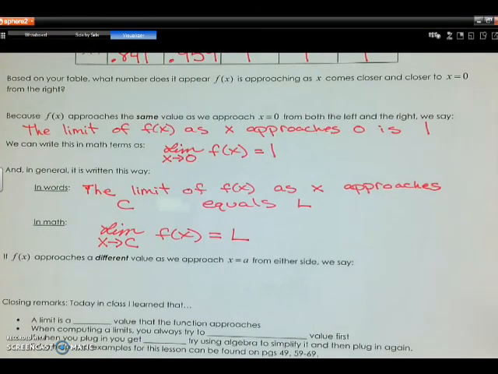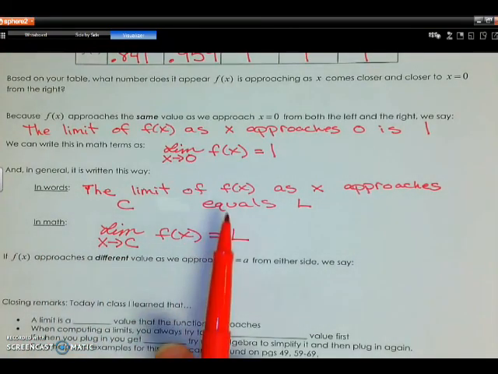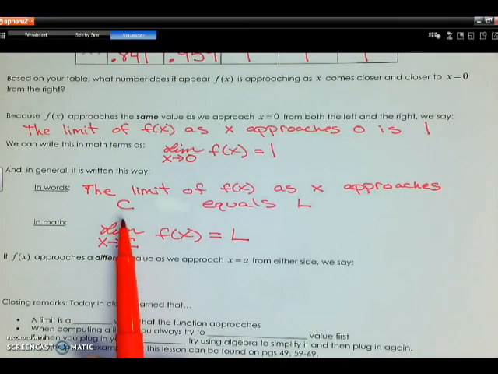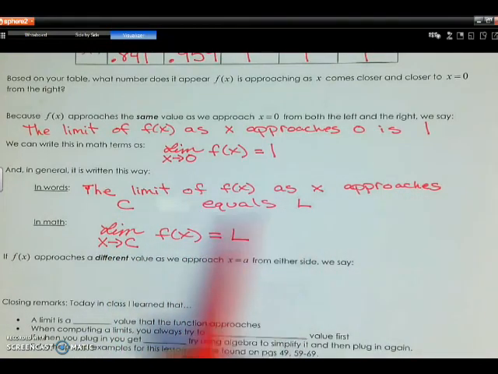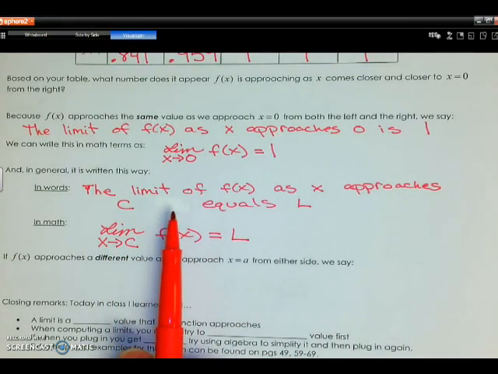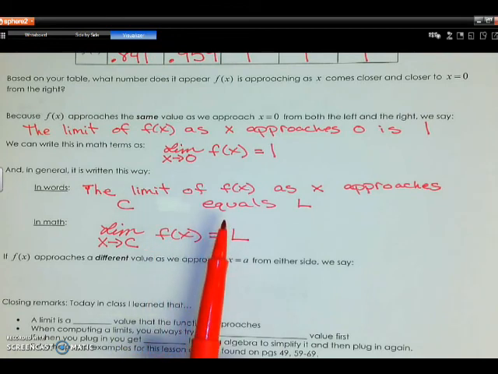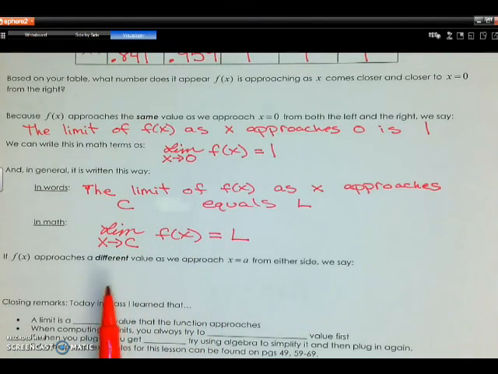So in general, how do we talk about limits? You say the limit of f of x as x approaches c, or pick your favorite variable, equals L. Sometimes you see the word is there, so is or equals, either is fine. And again, how do you write that in math? It's going to be the limit as x approaches c of f of x equals L, and that's how you write it there.